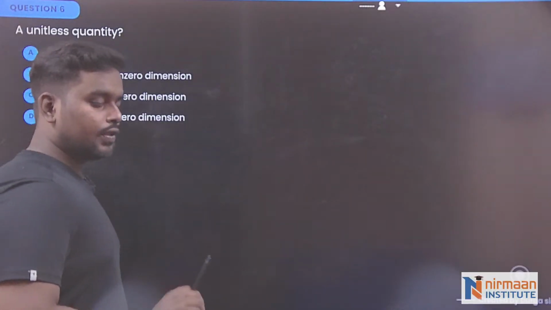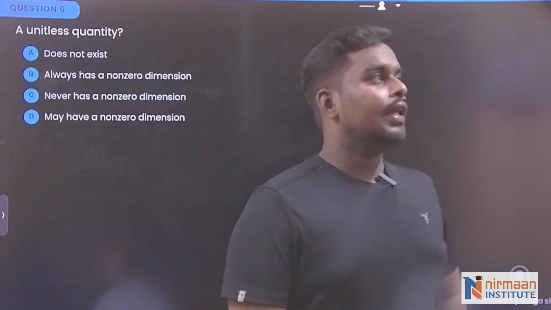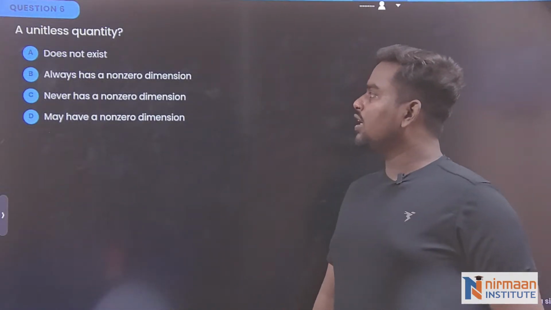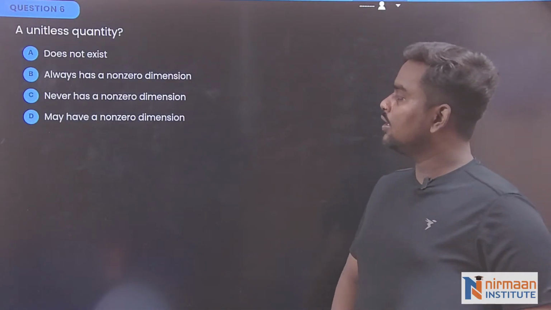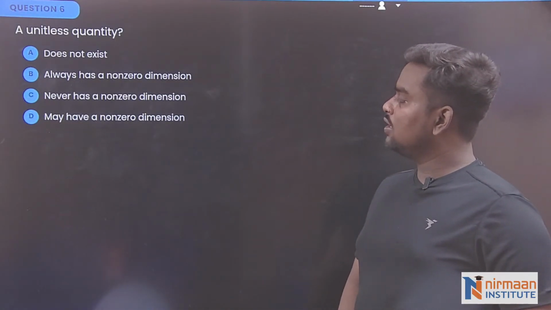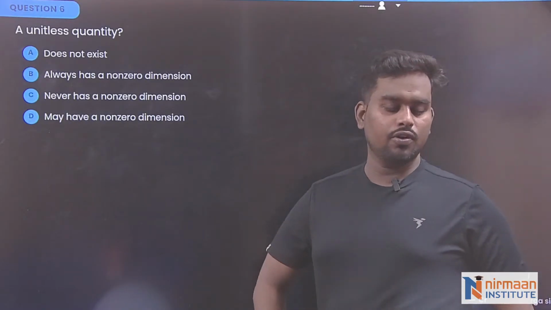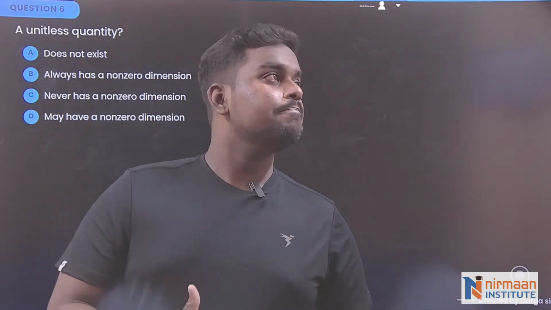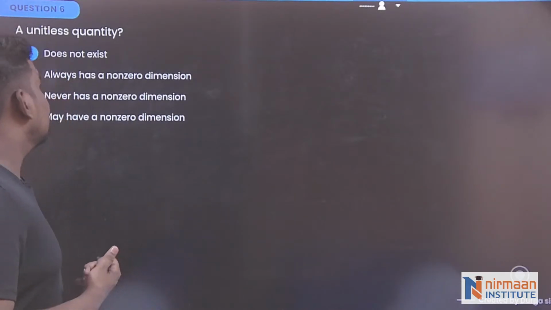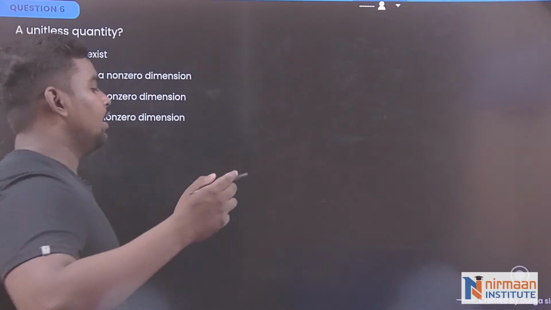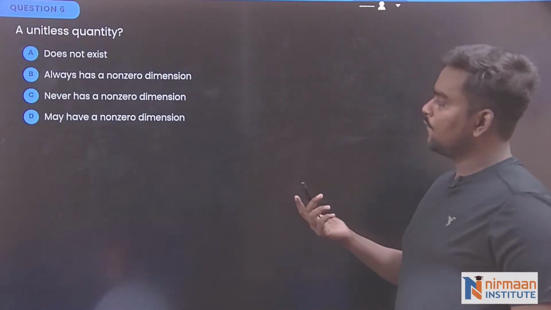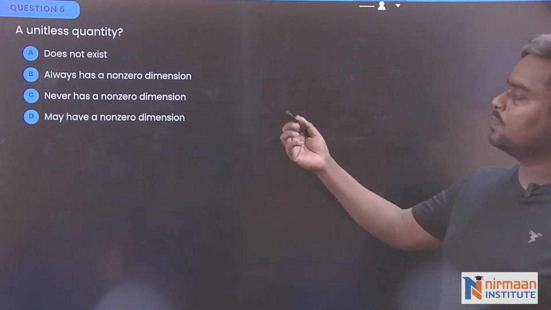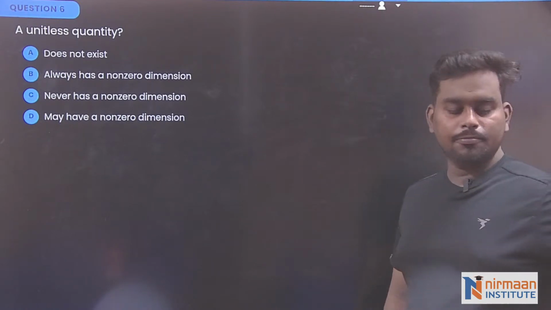See, a unitless quantity: does not exist, always has a non-zero dimension, never has a non-zero dimension, may have a non-zero dimension. Okay. See, there is some unitless quantity. What is unitless? So can you tell me the answer? Anyone?